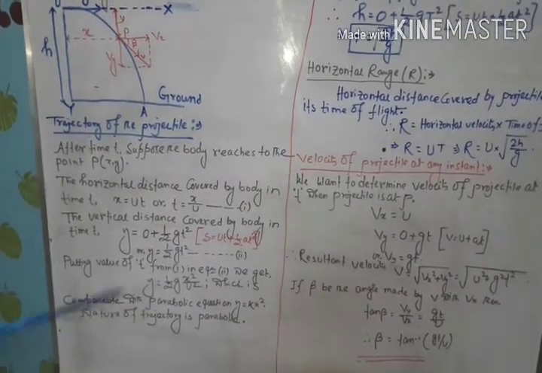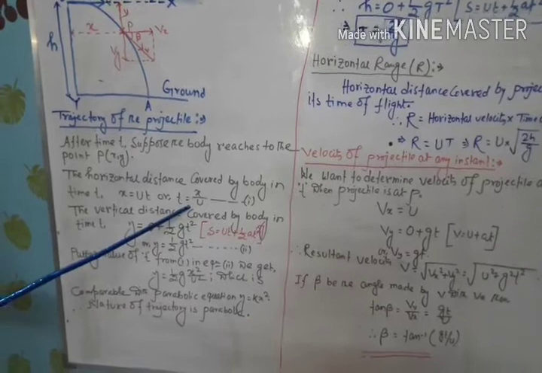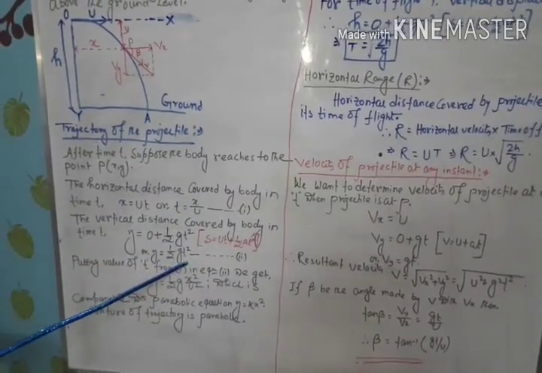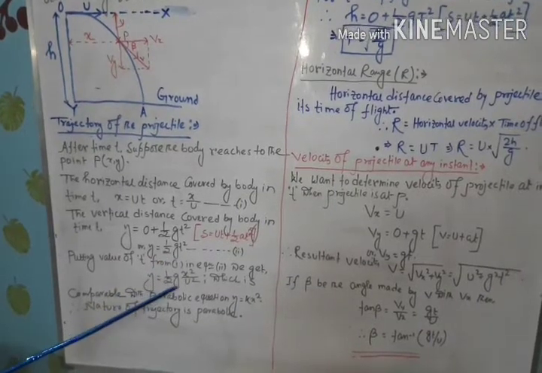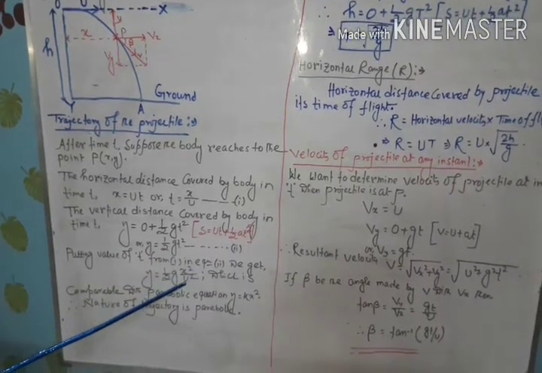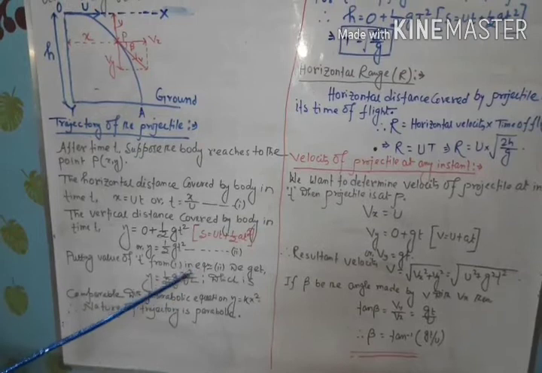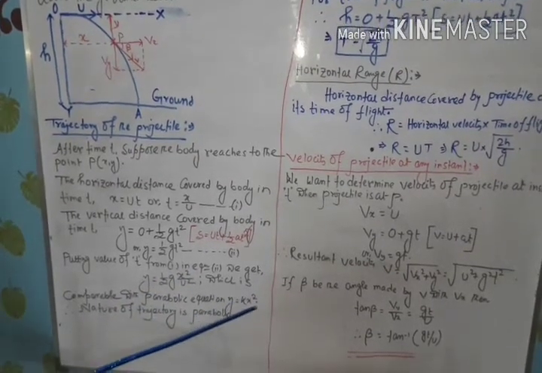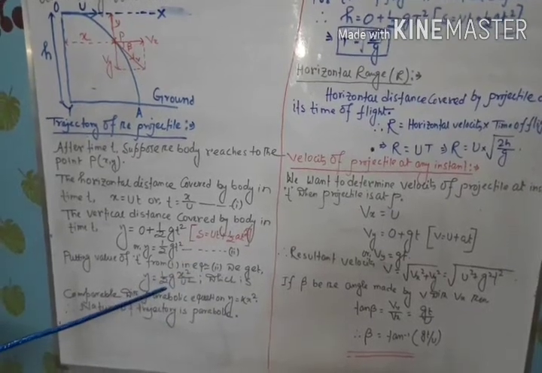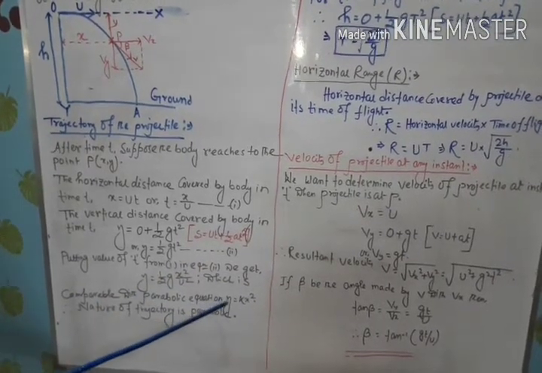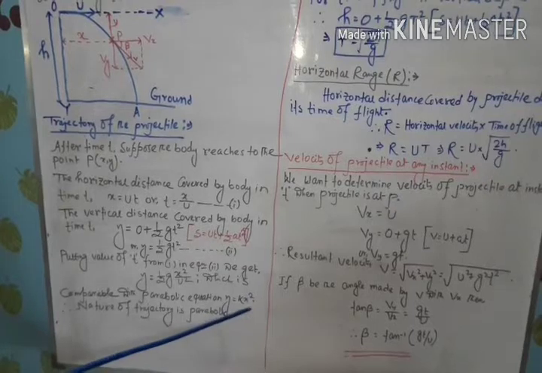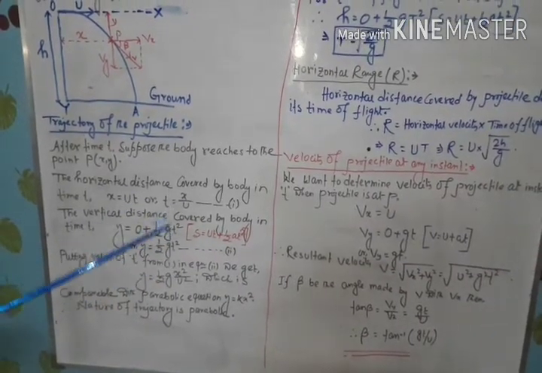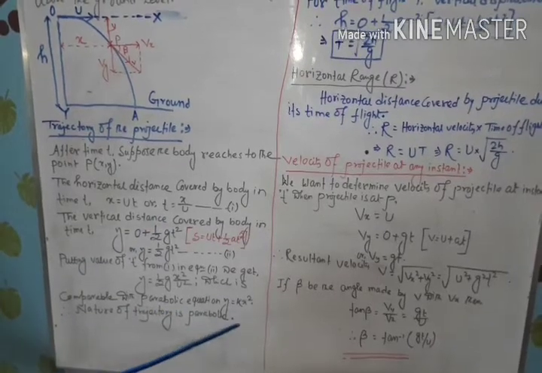Now from equation 1 we put the value of t in equation number 2. Therefore we get y equals half g x square by u square. This equation is comparable with the parabolic equation y equals k x square. As the equation of the projectile is comparable with the equation of a parabola, we can say that the trajectory of the horizontal projection is parabolic in nature.